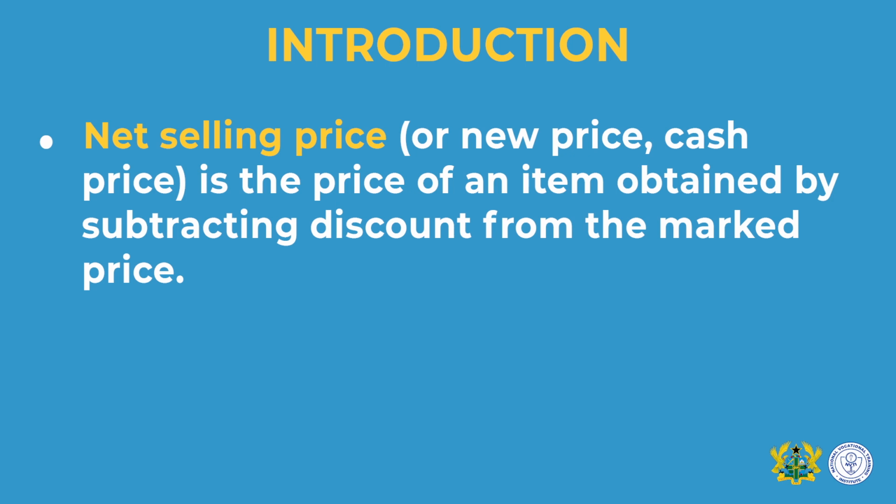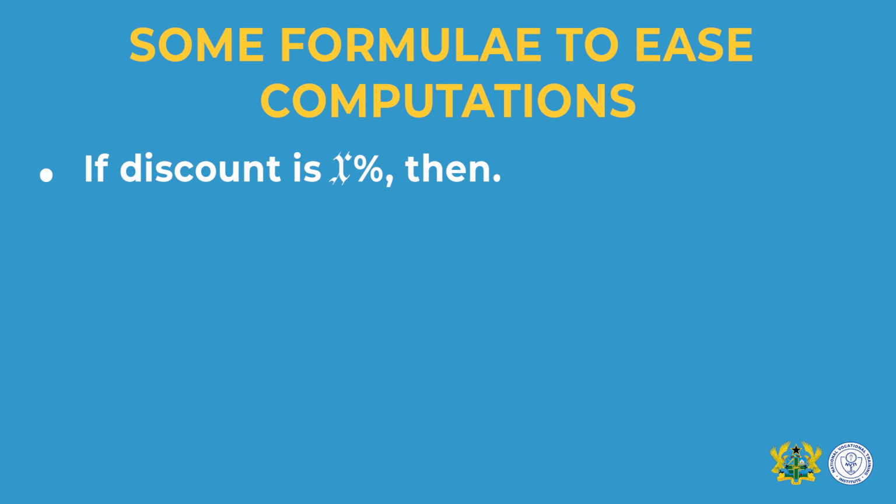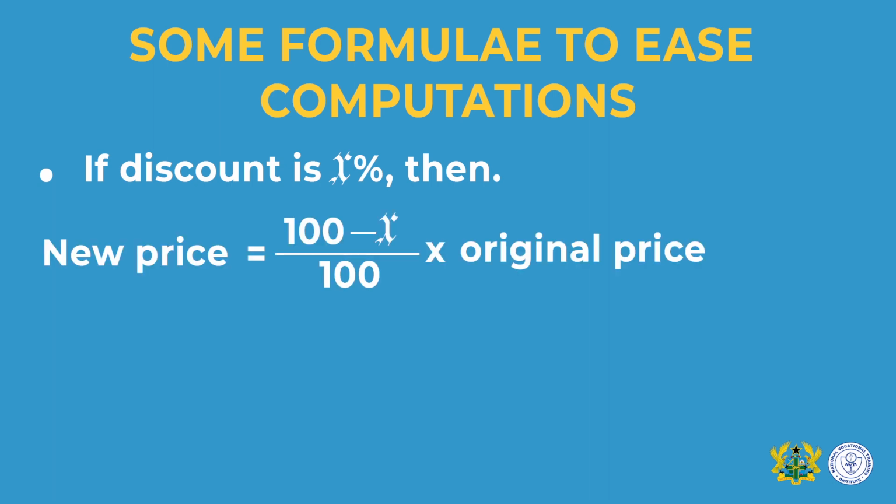Also, in order for you to be able to calculate the amount of discount allowed, or to compute your mark price and the new selling price, or the cash price, we have some formulae that can aid your calculation. From the screen, the new price is (100 minus X) over 100 times your original price. We are assuming X to be the discount, or in other words, the rate of discount.